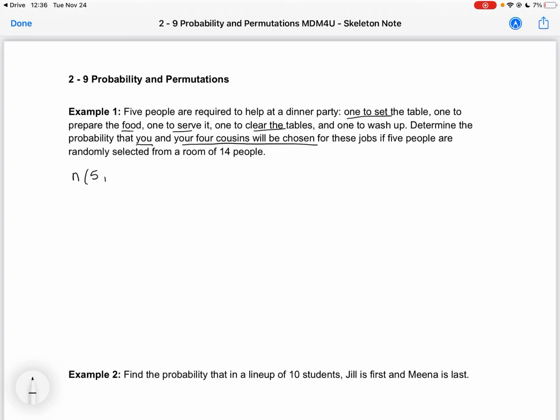So the first thing that you need is the number of 5 people groups that can be selected from 14 people. So that's where we're going to use our permutation because the order matters. Evaluating that on your calculator is going to give you 240,240 options.